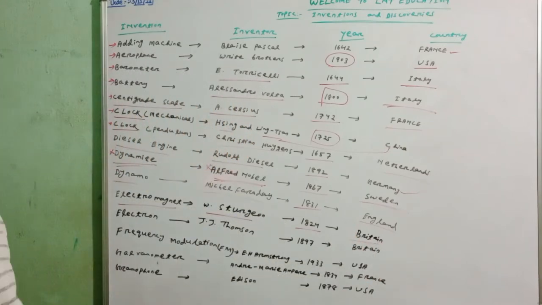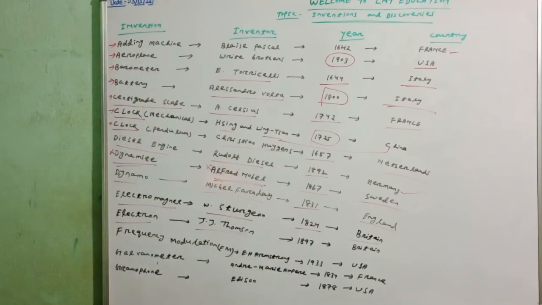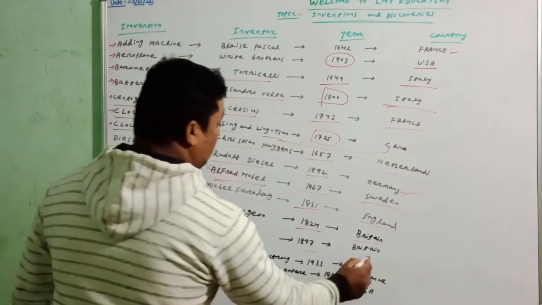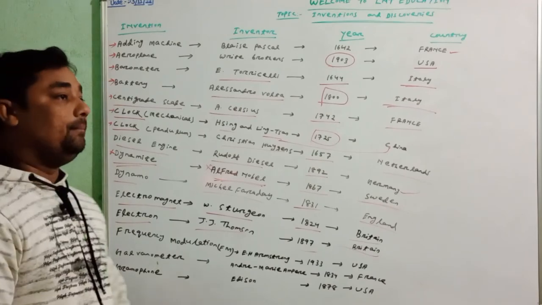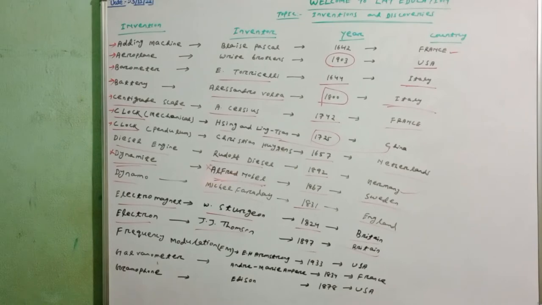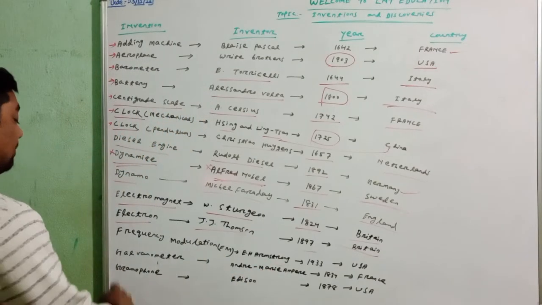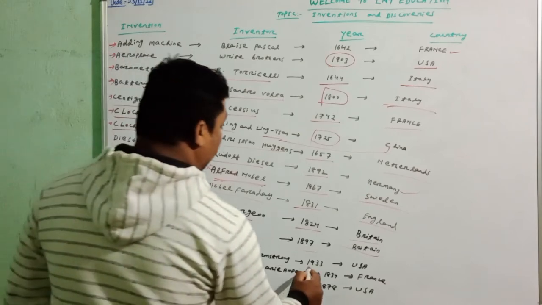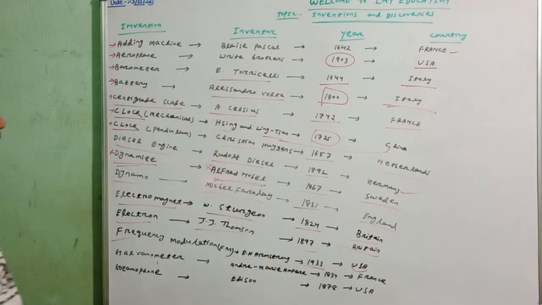Then electron. Everybody knows this. J.J. Thomson is the inventor of the electron, invented in the year 1897, and J.J. Thomson belongs to Britain. Then frequency modulation, popularly called FM. Everywhere we use FM to listen to music and other things. The inventor is E.H. Armstrong, invented in the year 1933, and he belongs to the USA, United States of America.